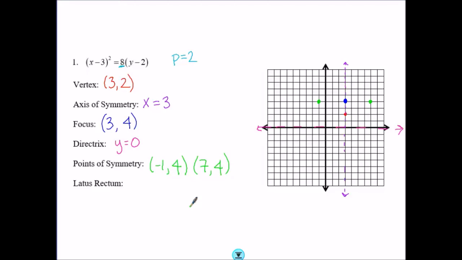Finally, we need to find our latus rectum, which is 4p. So in this case, our latus rectum is going to be 8. So that means that the distance between the 2 points of symmetry is 8. And lastly, we connect all of these points to form the graph of our parabola. So there we go. All of those points should be equidistant from the focus and the directrix.